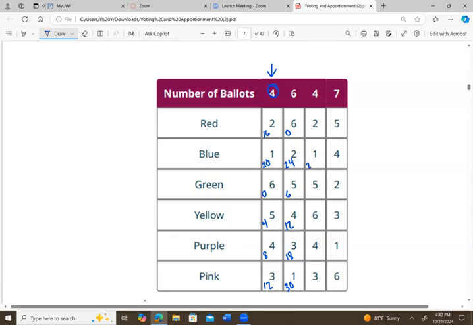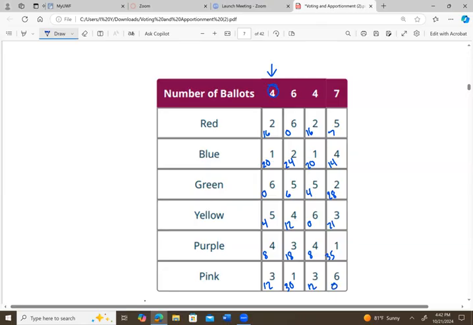Same thing here. 4 times 5 is 20. 4 times 4 is 16. 4 times 3 is 12. 4 times 2 is 8. 4 times 1 is 4. And 0. And then the last one here, 7 times 5 is 35. 7 times 4 is 28. 7 times 3 is 21. 7 times 2 is 14. 7 times 1 is 7, and 0.